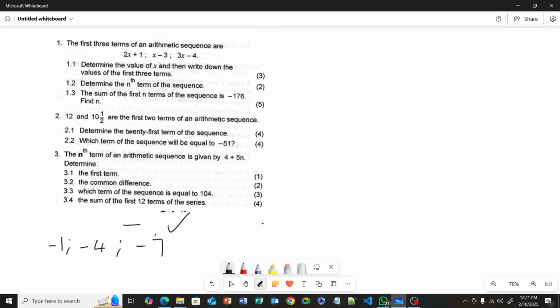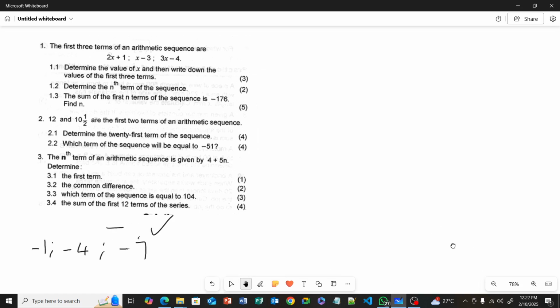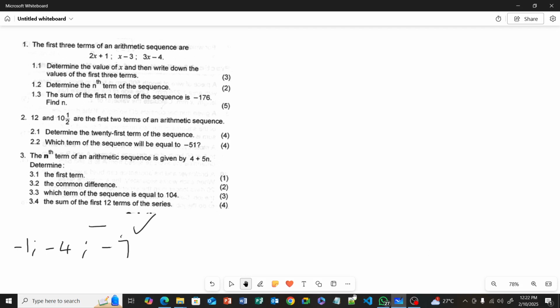Okay, now question 1.2, determine the nth term of the sequence. Okay, so now we have the sequence as follows, as you see on the board. Now we can determine the nth term. So how do we go about it?